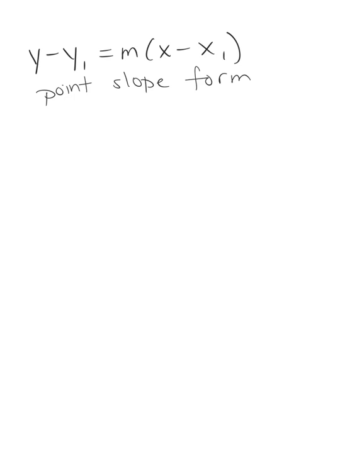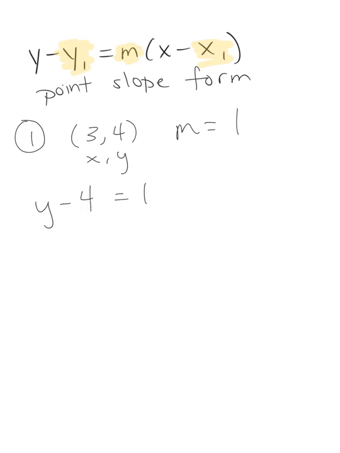This one, I give you information, and you're going to replace the y1, you're going to replace the m, and you're going to replace the x1. Notice that the equation is minus. So your first example, I give you that the line goes through that point. It has a slope of 1. So you're going to take that information and plug it in to the equation. And you're done.